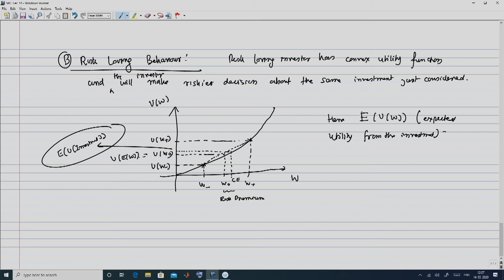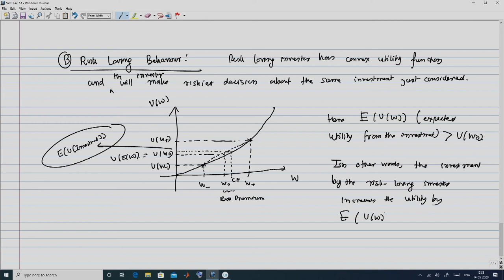This is greater than U of W naught. So, in other words, the investment by the risk loving investor increases the utility by E of U of W minus U of W naught.